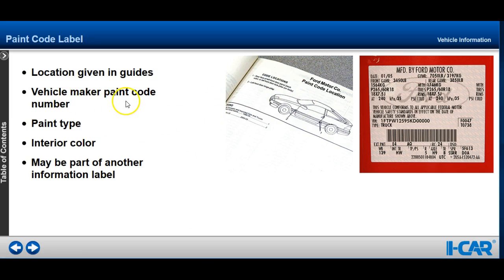The vehicle maker paint code number, something you want to write down. What type of paint? Is it base clear? Is it 3-stage? If you can tell, write that down. Color of the interior, and also maybe part of another information label like we see here on the door jamb of a Ford. We do have a blank here. The location of a vehicle paint code label, so label is your blank, is typically identified in the P pages of the estimating guide. Okay.